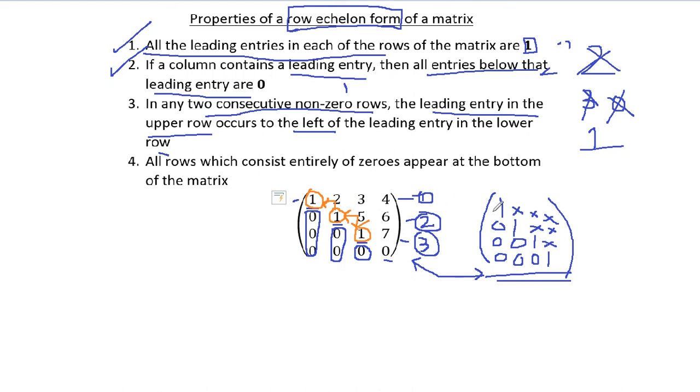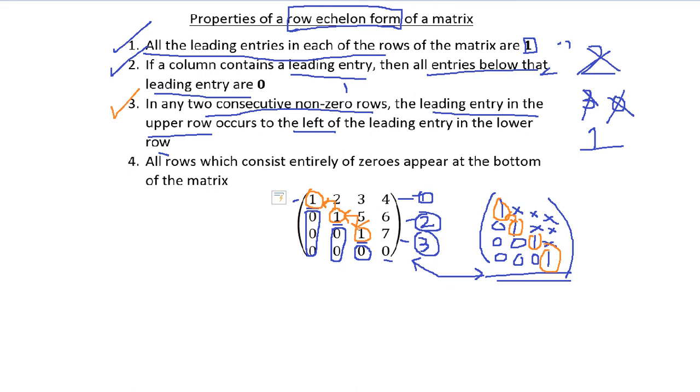As you can see in this example, 1 and 1, the 1 in the upper row is to the left of the leading entry in the lower row, and the same goes for this and this. And now this condition is satisfied.